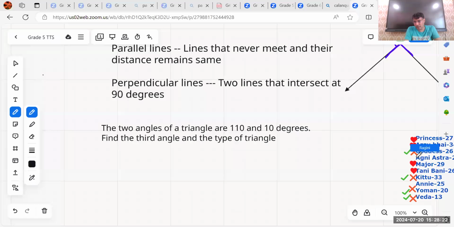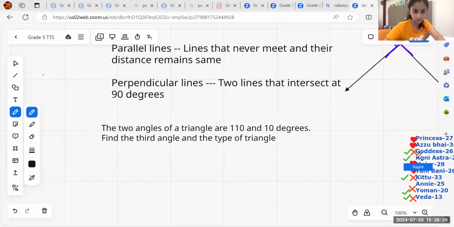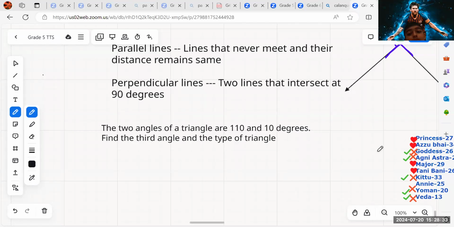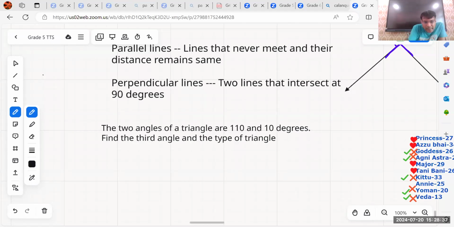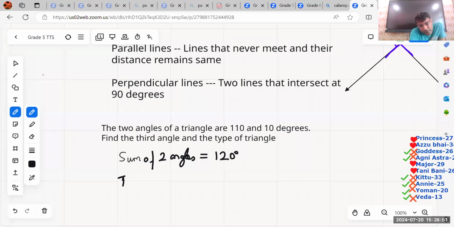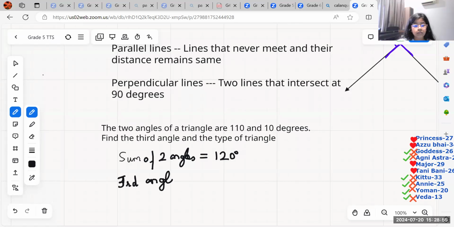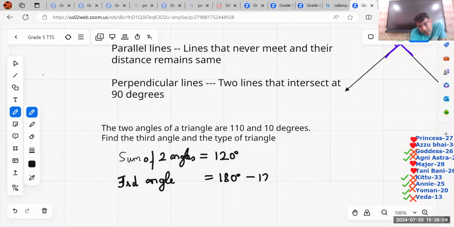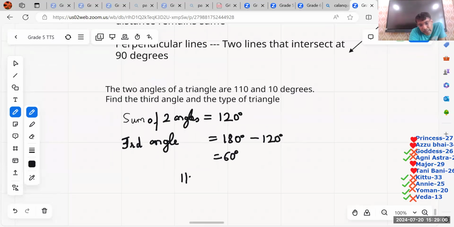All right. So everyone got the measure of the angle correct. So sum of two angles is how much? Sum of two angles is 120 degrees. So third angle will be 60 degrees. 180 minus 120, which is 60 degrees. Now, because the angles of the triangle are 110, 10 and 60, these two are acute, but this one is obtuse. So it will be obtuse angle triangle.